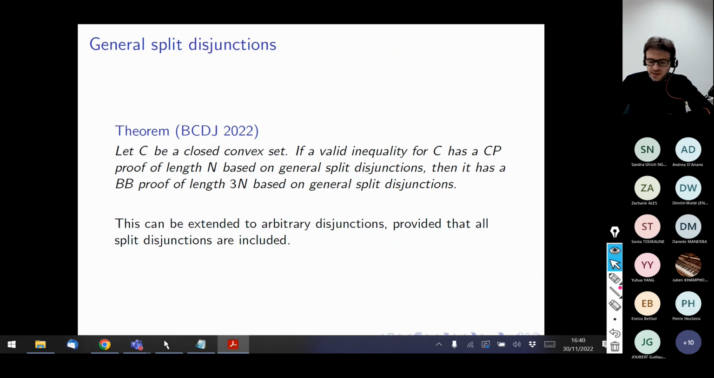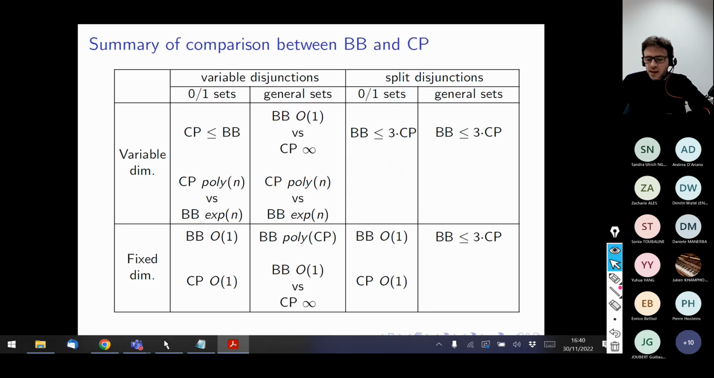And okay, this can be extended, but let's keep this. And then you can also answer the question: is there an example in which branch and bound is really much faster than cutting plane, or maybe they are just very close to each other? Well, the answer is that yes, there is an example in which you have a sharp difference.